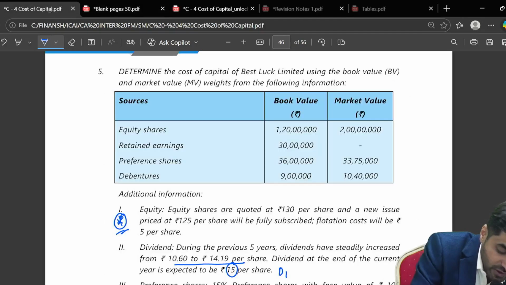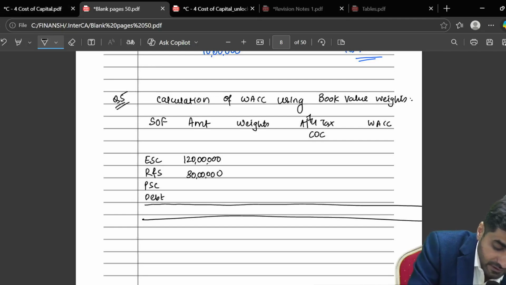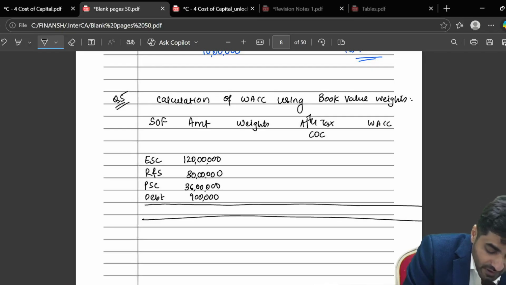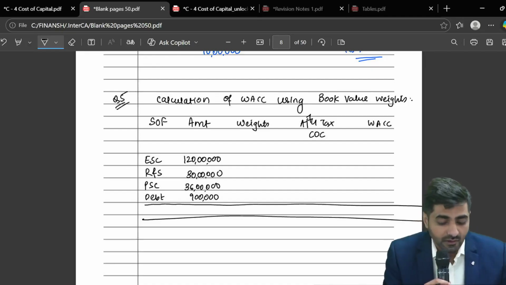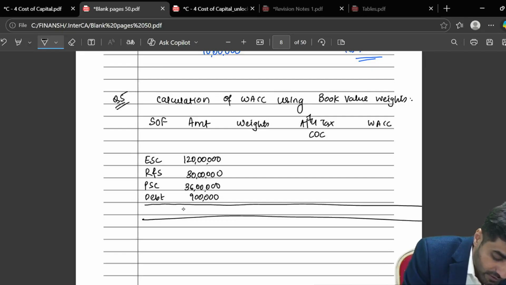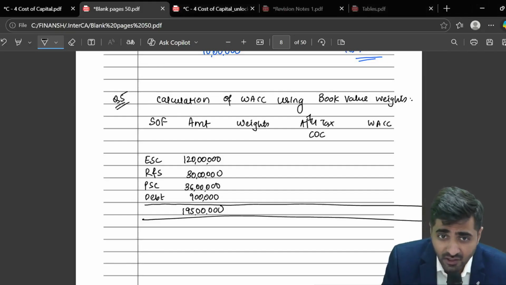What is the amount which you have? 120, then 30 lakhs, then next 36 lakhs, and then 9 lakhs. Okay, do the total. 1 crore 95 lakhs. Is this right? 1 crore 95 lakhs? Hello?